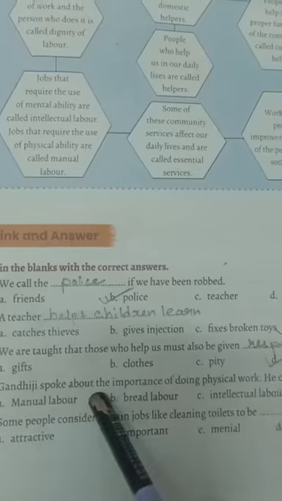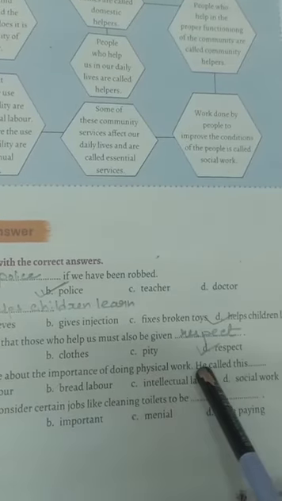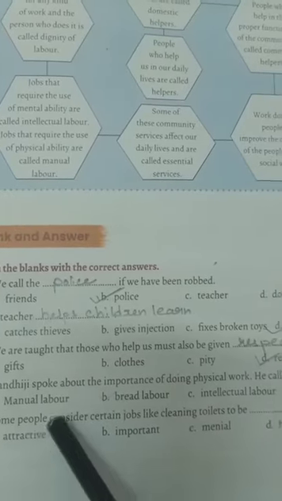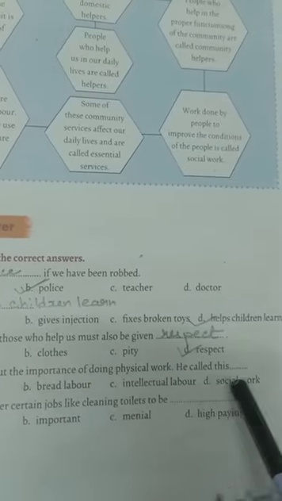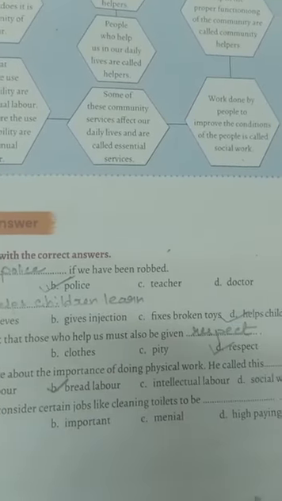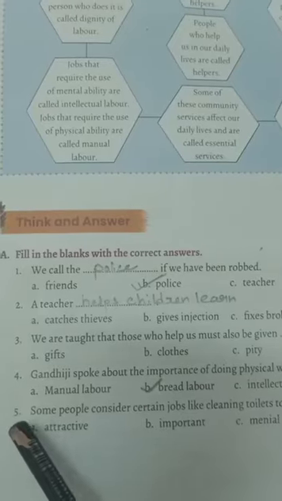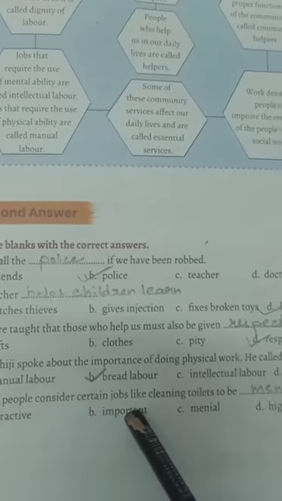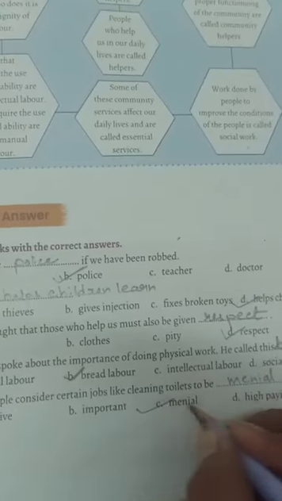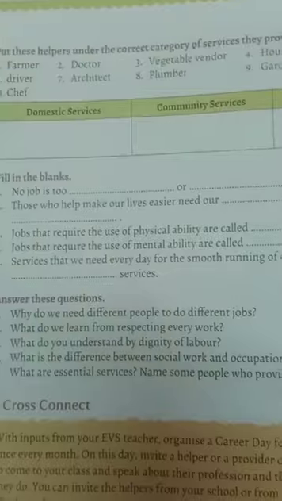Number 4, Gandhiji spoke about the importance of doing physical work. He called this. Options are manual labor, bread labor, intellectual labor, social work. It's called bread labor. Number 5, some people consider certain jobs like cleaning toilets to be menial.